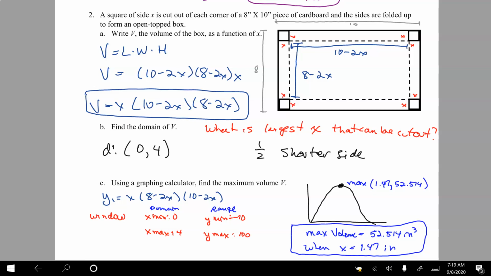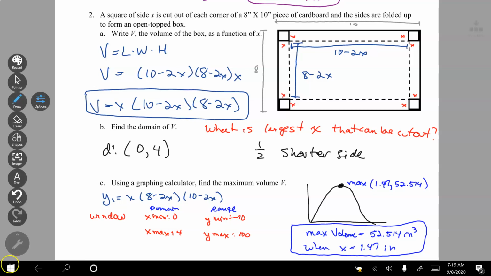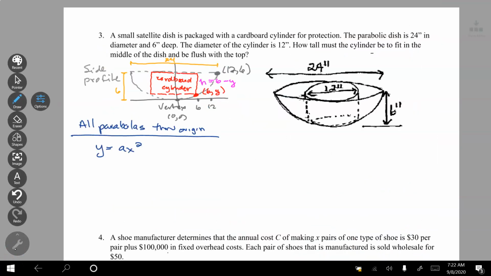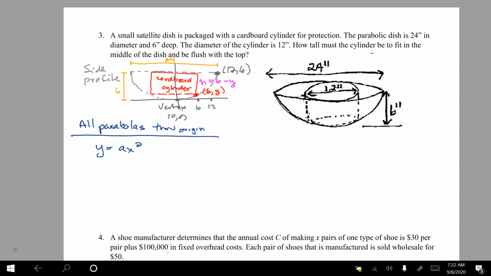And I graphed it, and I found the max by doing a second trace, and my results are the maximum volume is 52.514 cubic inches when x equals 1.47 inches. So I set up the problem already. We have a satellite dish that is really the profile of a parabola, and I want to put a piece of cardboard cylinder inside of it for protection.